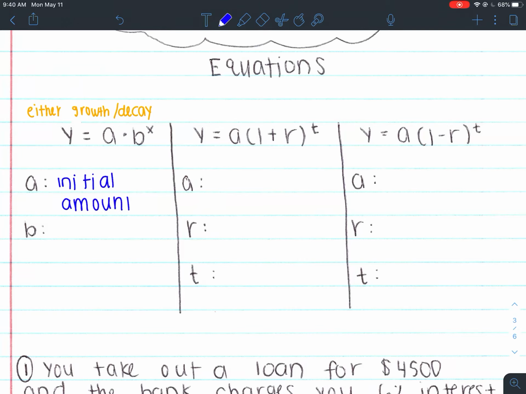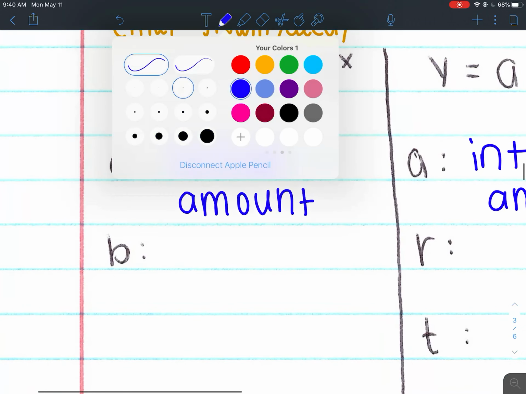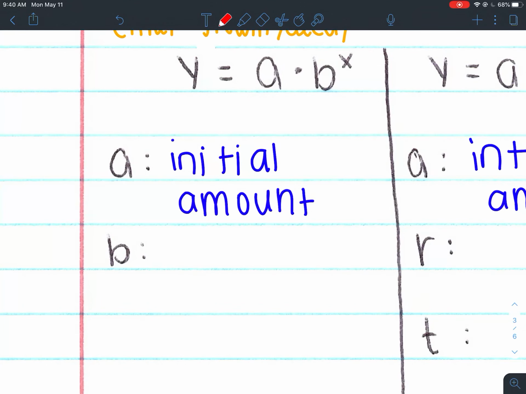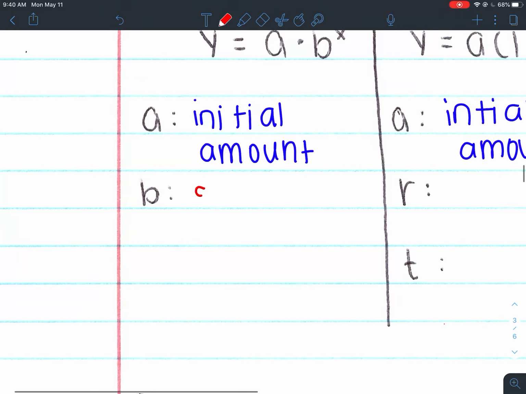Like if the problem says you bought a car for $20,000, then that's going to be your a value, your initial amount. And that's the initial amount on all of them. So a means the exact same thing for all three types. Now, let's focus on this first one for a second. In the previous lesson we talked about what b meant, which is the growth factor.